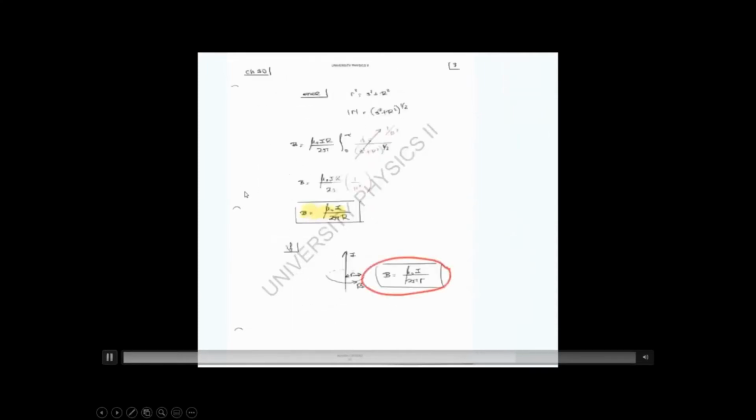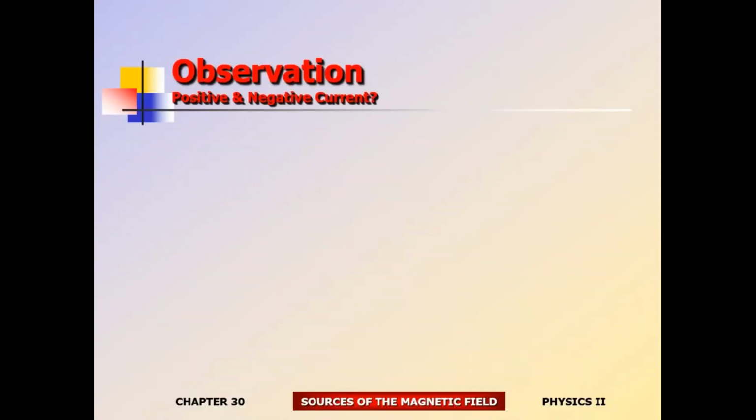So Ørsted discovers that the current causes magnetism, but how do you express the strength of that magnetic field? And then you do the work, and then blah, blah, blah. Eventually, you come up with a formula that looks like this. This formula is going to give us the strength of the magnetic field at a certain radial distance away from the current wire. That's the formula that we're going to focus on before worrying about the derivations.